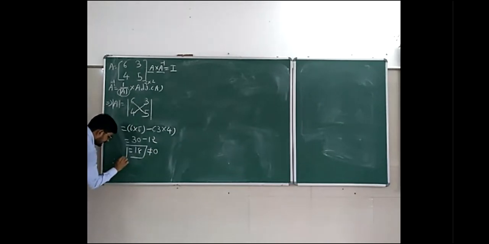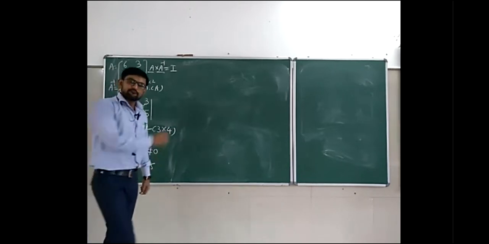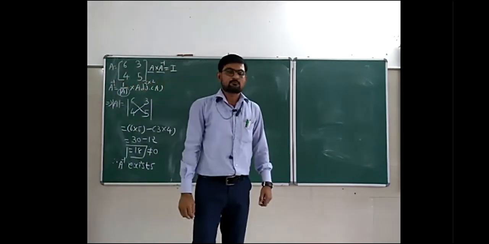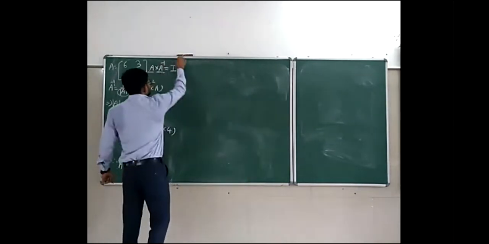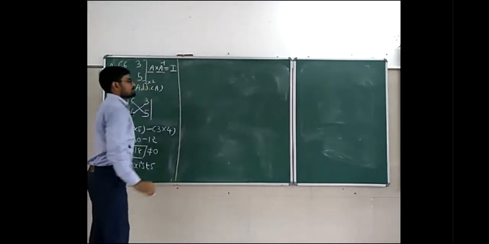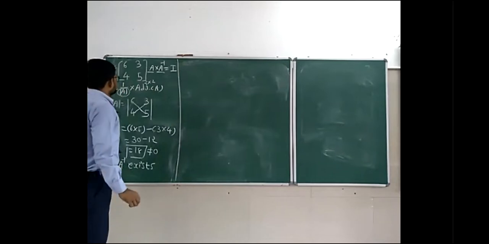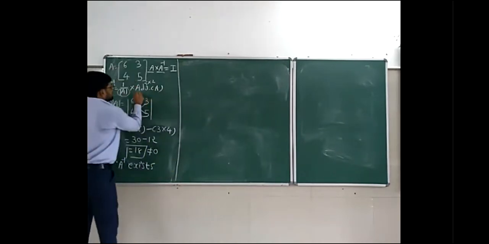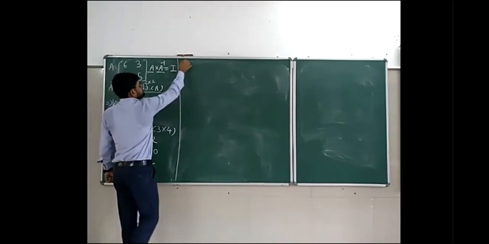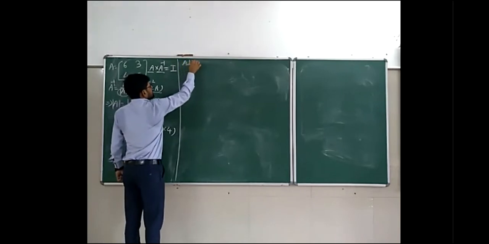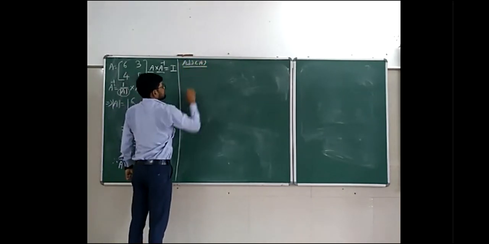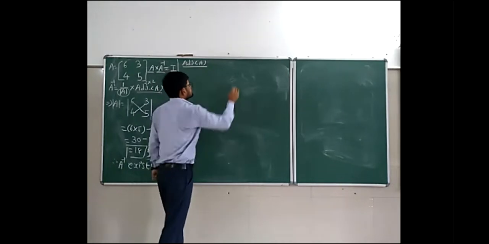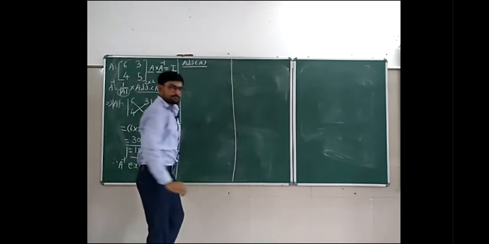Therefore, A inverse exists. That means definitely now we can find A inverse. This is the condition that we have to check first. Then after that we have to find the adjoint of A, the adjoint of matrix A. And for that we have to follow the steps.